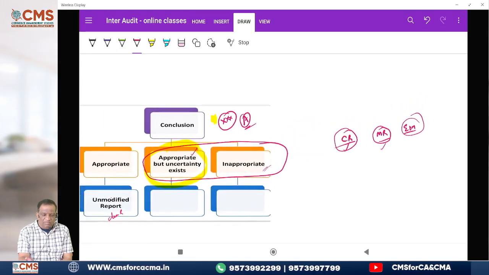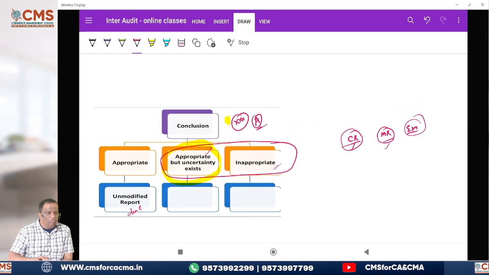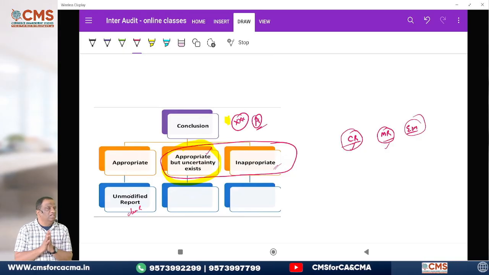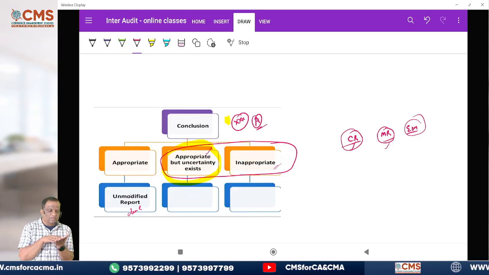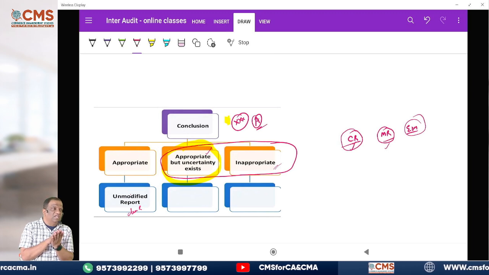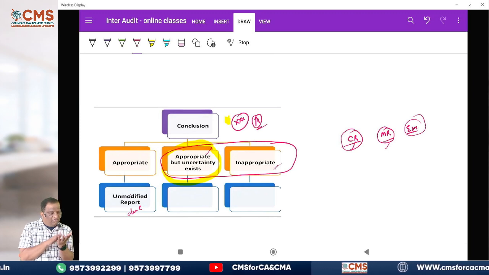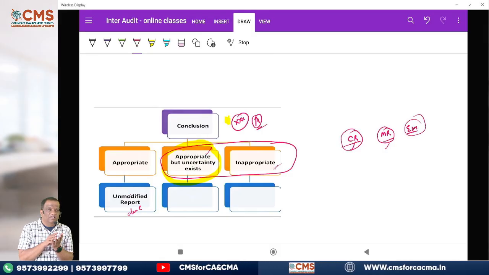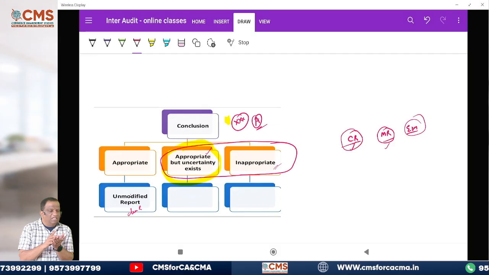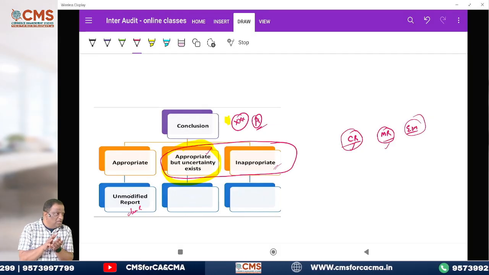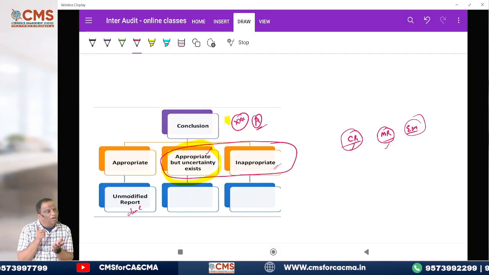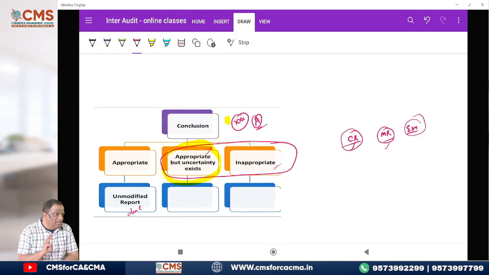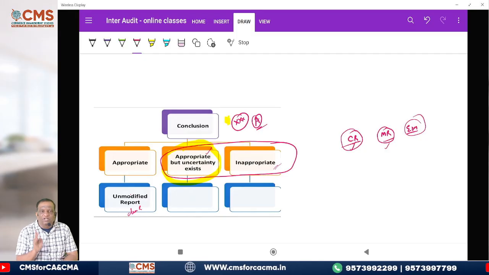Now, we will stay back here one more time, because the more you revise, since you are only days away from exams, even if you get a question, it will be convenient. Again, I repeat the same questions. Two types of presentation of financials: liquidation basis, going concern basis. Three indicators of going concern: financial, operating, and other indicators. Three types of conclusions: appropriate, inappropriate, appropriate but uncertainty exists. Three types of reports: clean report, modified report, emphasis report.